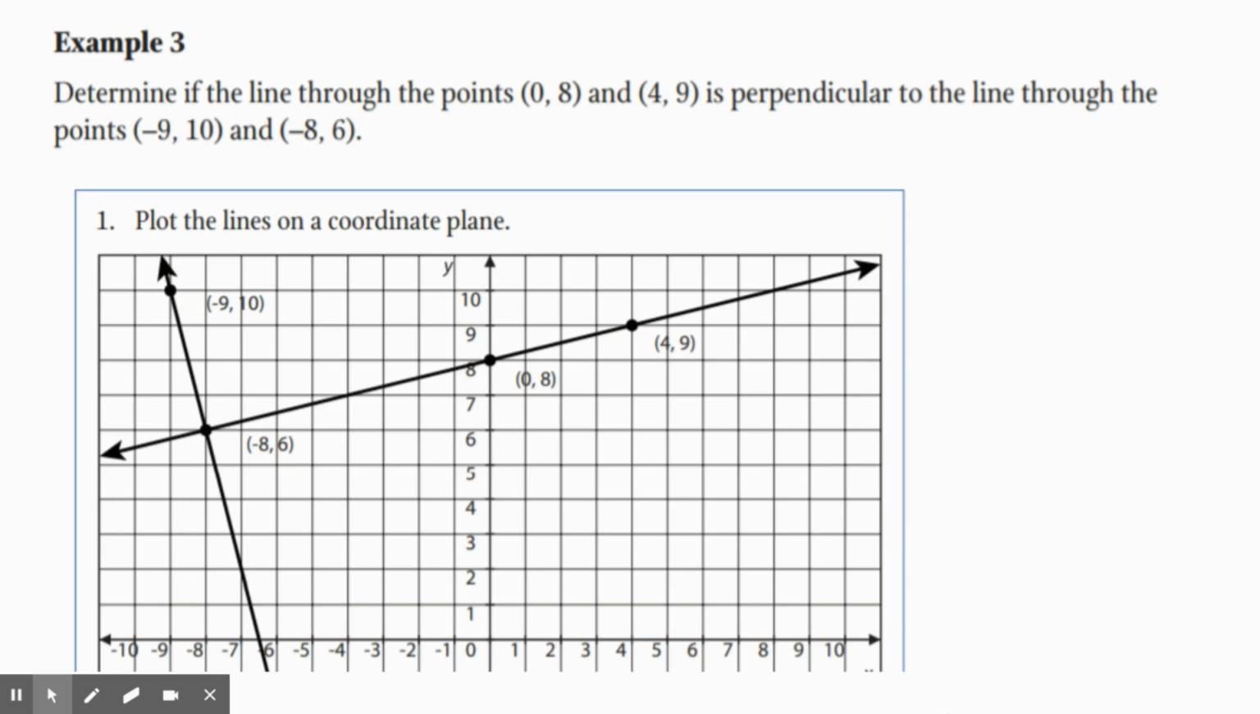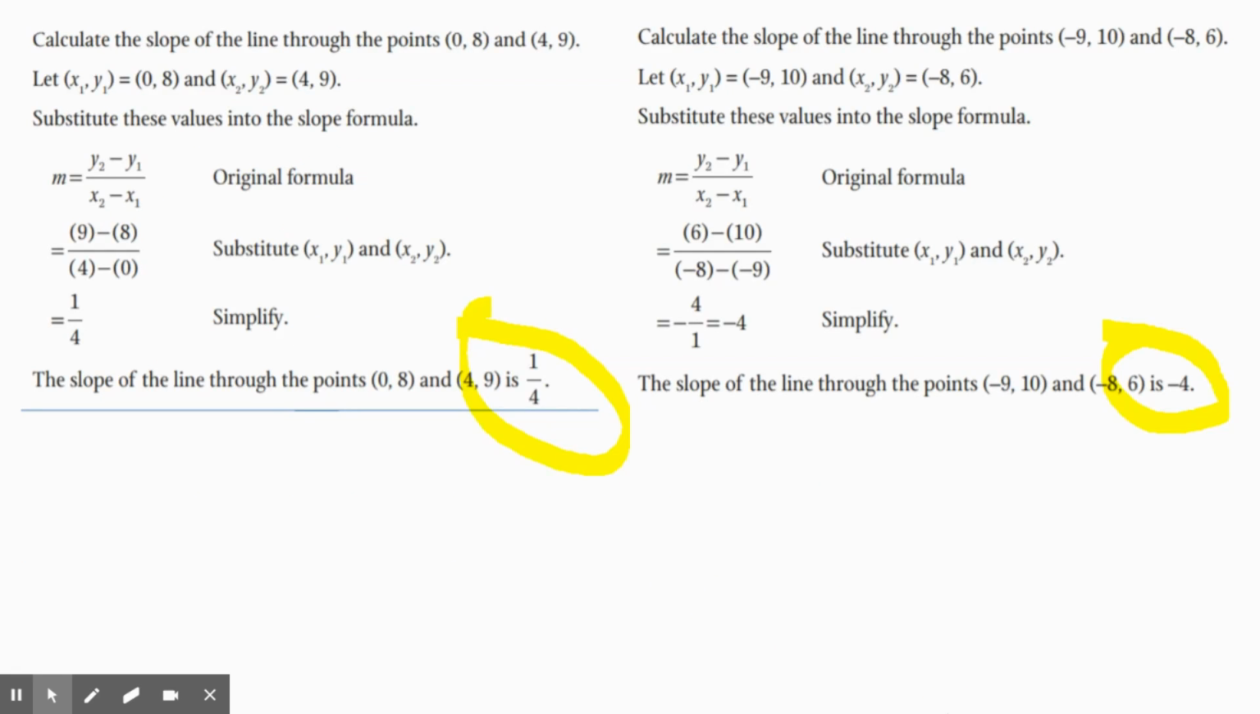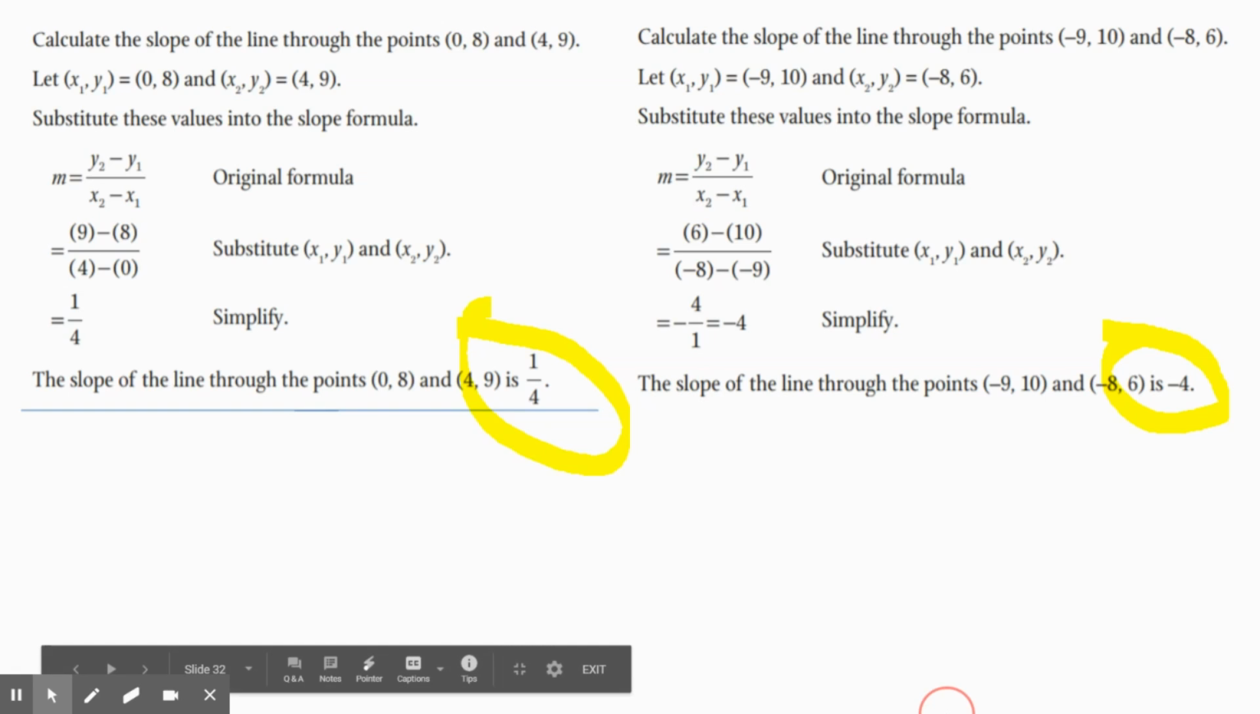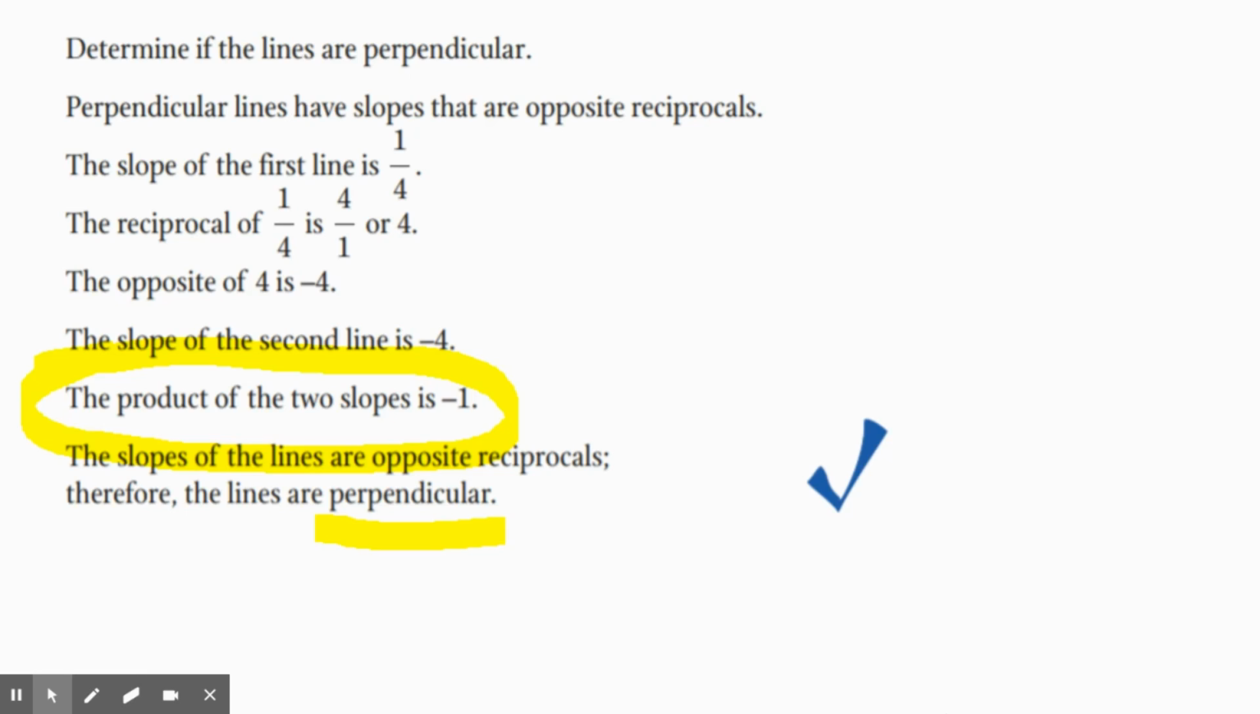In this case, we're going to see if both of these lines have opposite reciprocal slopes, or when you multiply them together, their product is negative 1. So we need to use the slope formula and show all our work. This is the slope formula for the first set of points, and we get 1 over 4. This is the formula for the second set of points, and we get negative 4. The question is, is 1 over 4 times negative 4 equal to negative 1? The answer is yes. Since the product of the two slopes is negative 1, they're opposite reciprocals, and therefore the two lines are perpendicular.